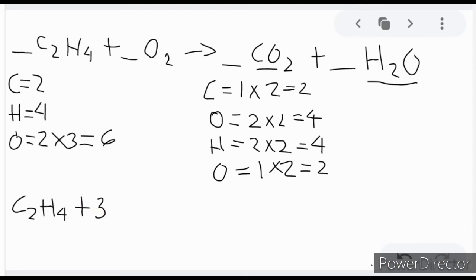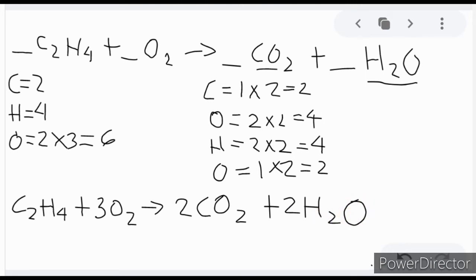So we have C2H4 and we multiply O by 3. So we have 3O2 yields 2. So we multiply 2 on CO2. We have 2CO2. Then we multiply 2 in H2O, so we have 2H2O. So that is our balanced equation.